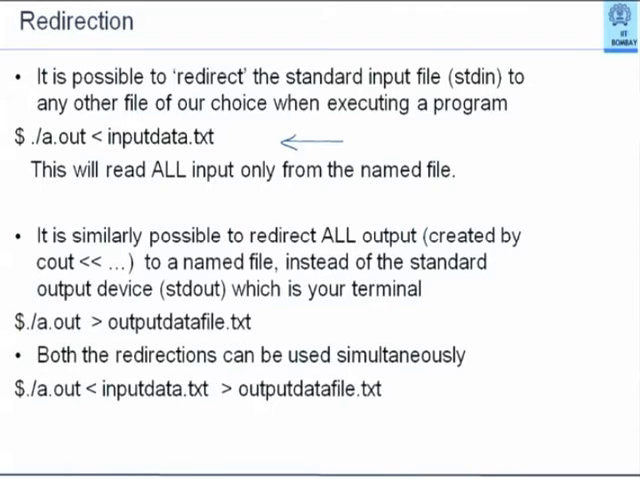Similarly, you can redirect all output to a file, which is indicated by ./a.out greater than some name. This will redirect all output, and the redirection symbol is greater than. These less than and greater than symbols have no significance in relative comparison terms. They are merely used because they point to the right direction.